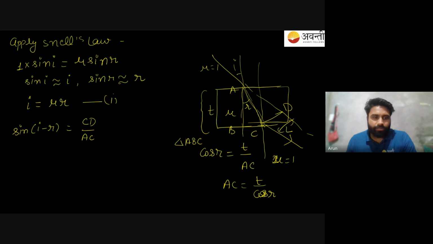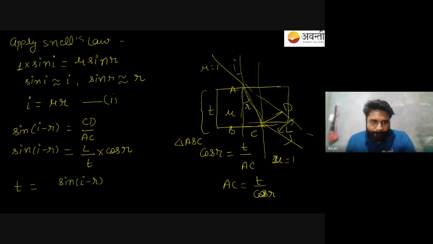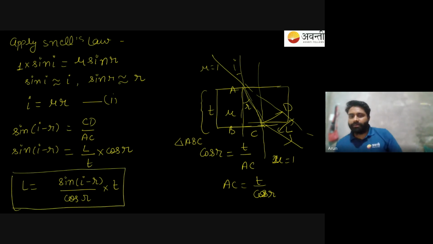Put this value in this equation. So we have sine(i minus r) equals CD. CD is L, the lateral shift, and AC is T over cos r. So L is nothing but sine(i minus r) divided by cos r, into T. This is the value of lateral shift that you will get.